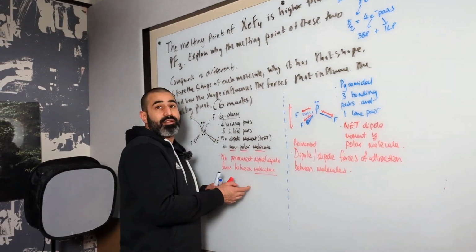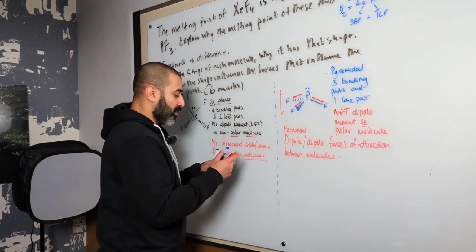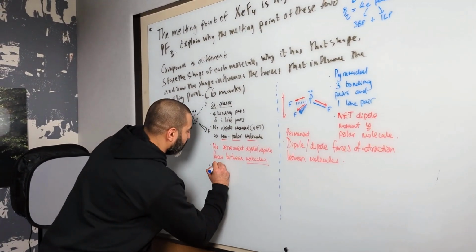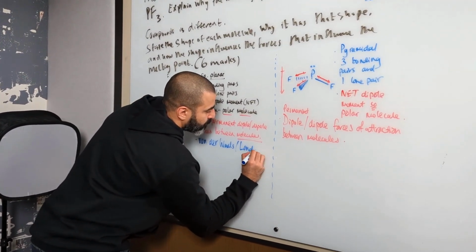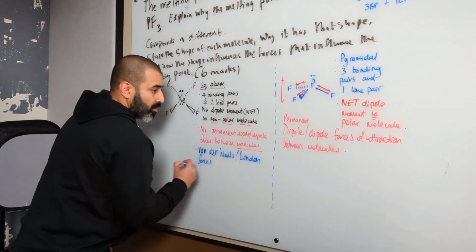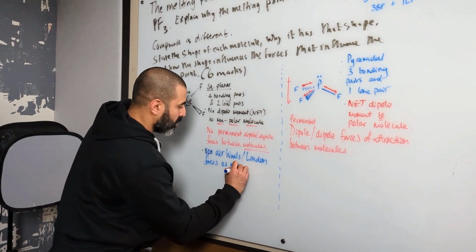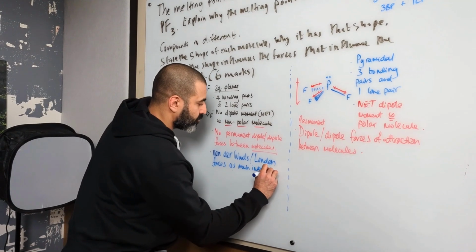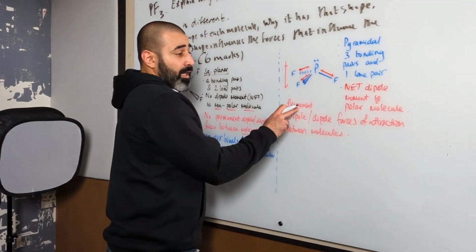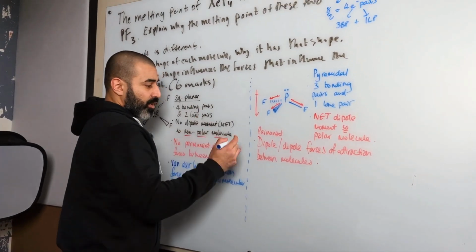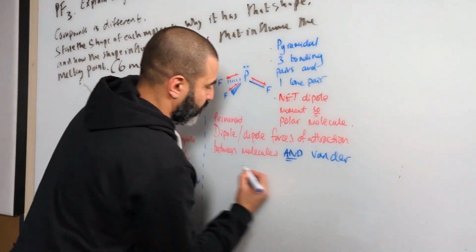Now there's an additional intermolecular force that I haven't accounted for which occurs in both of these. In fact, it occurs with anything with electrons. So we've got van der Waals forces too, or London forces, as the main intermolecular force. Here we've got permanent dipole force of attraction between molecules and van der Waals forces.